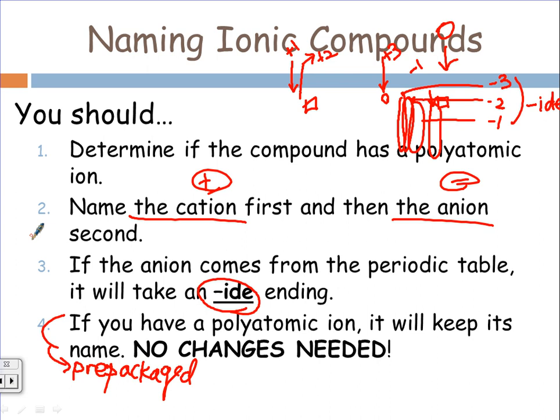Will anion go first, or does cation go first? Okay, anions always go last. Polyatomic ions, if they're negatively charged, will they go last or first? Last. Same rule follows. Polyatomic ions, if they're negatively charged, are still anions. So they go second.